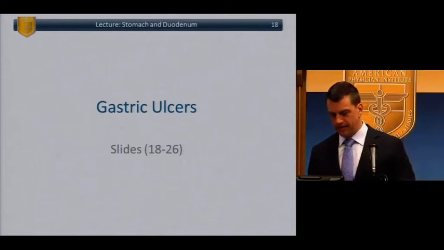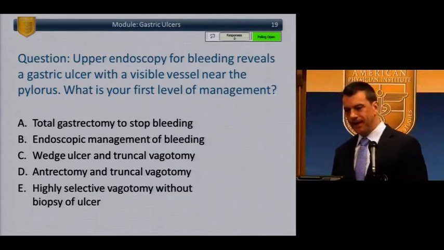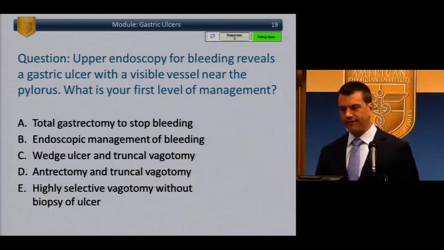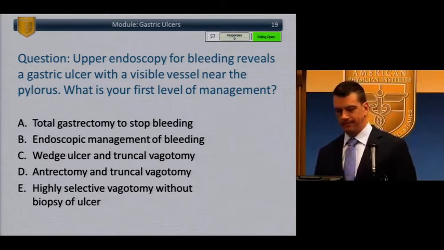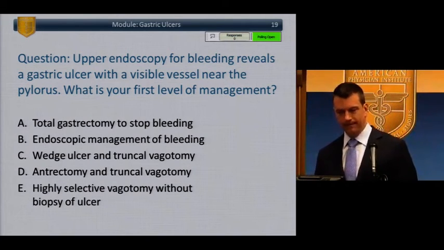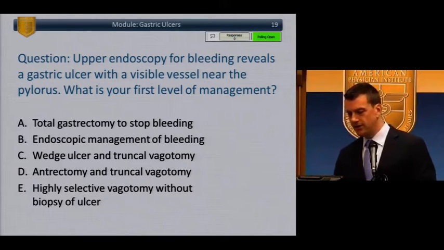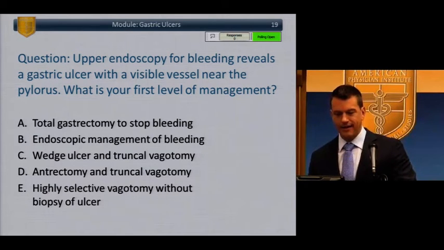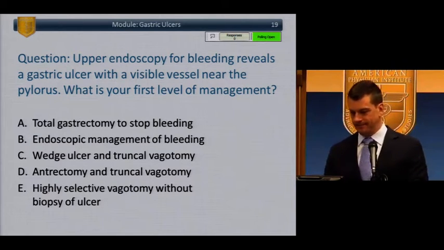Now moving on to just isolated gastric ulcers. Upper endoscopy for bleeding reveals a gastric ulcer with a visible vessel near the pylorus. What is your first level of management? A, total gastrectomy to stop the bleeding. B, endoscopic management of bleeding. C, wedge ulcer and truncal vagotomy. D, antrectomy and truncal vagotomy. E, highly selective vagotomy without biopsy of ulcer.